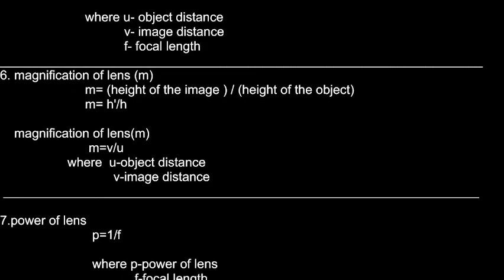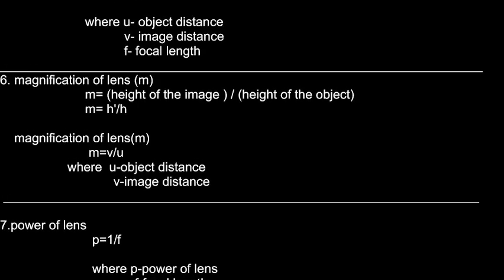Depending upon the problems, you are applying the formula; both formulas give you the magnification of the lens. Depending upon what is given, you apply the formulas. If the height of the image and the height of the object are given, then h dash upon h. If you are given the object distance and the image distance, then you write v by u. I think you have got this point clear.